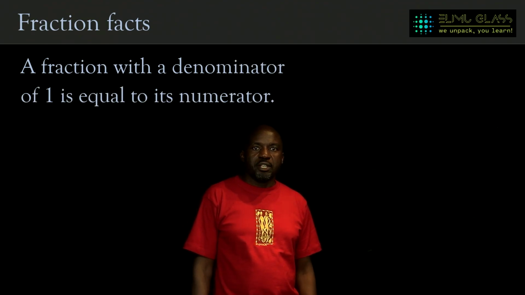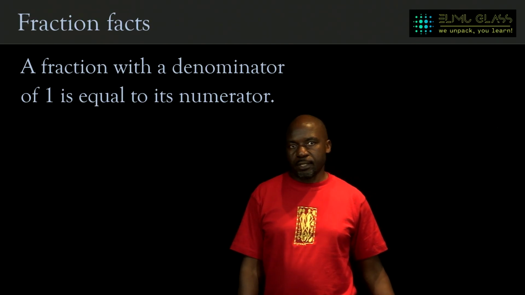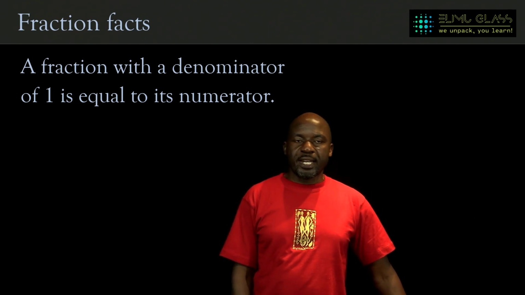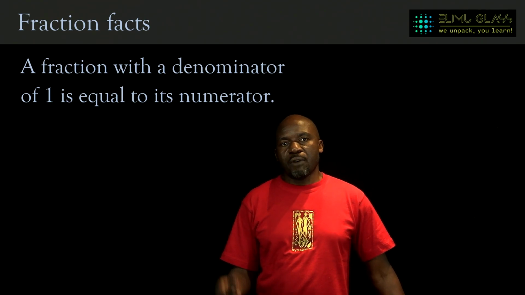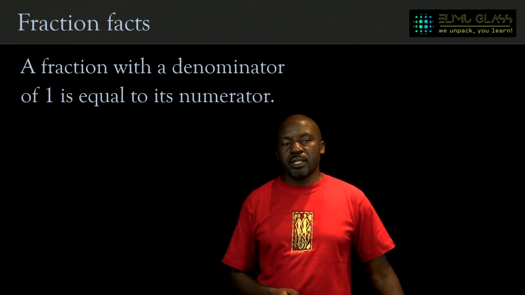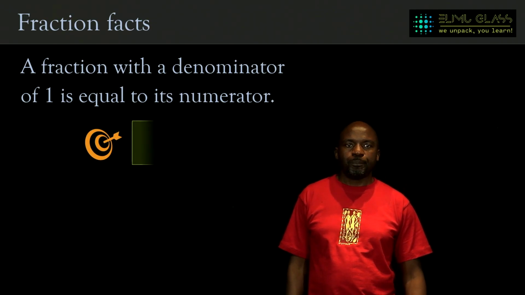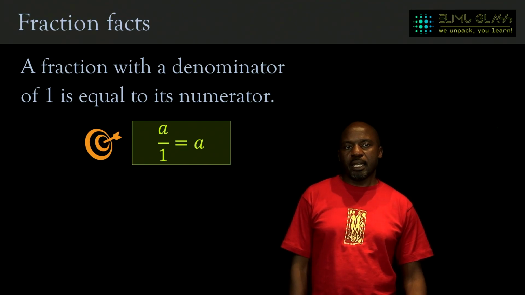Okay? All right, another fraction fact. A fraction with a denominator of 1 is equal to its numerator. So 20 divided by 1 is 20. 5 divided by 1 is 5. So a fraction with a denominator of 1 is always equal to the numerator. Okay, for example, a divided by 1 is the same thing as a.